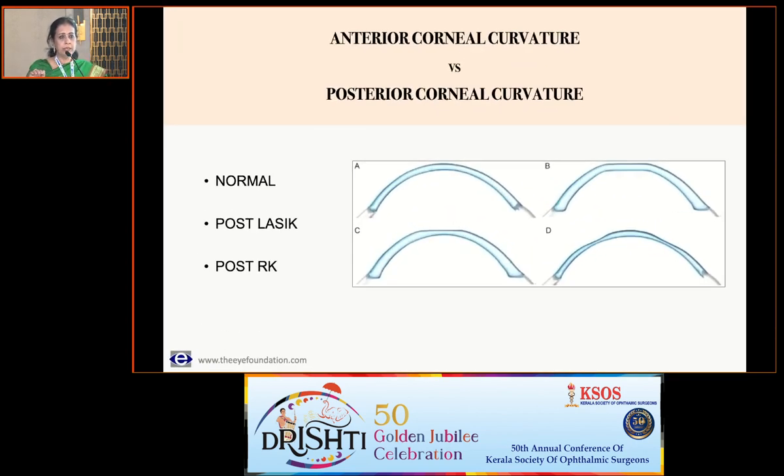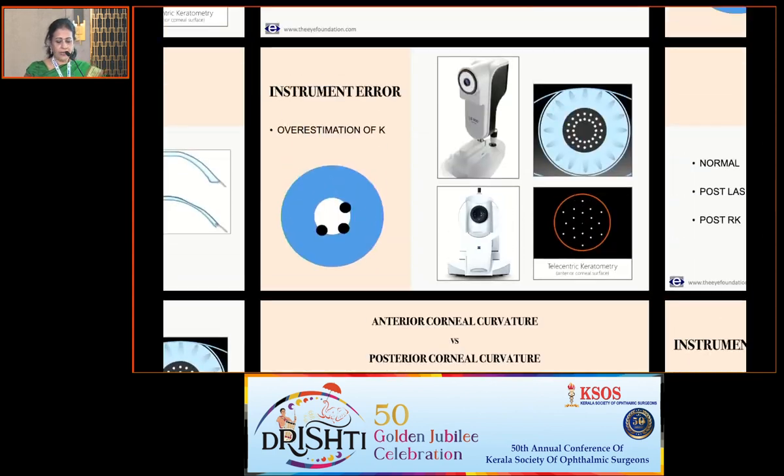Now, all the earlier calculations of IOL power were based on the surmise that the cornea was a spherical cornea. Whereas in post-LASIK, myopic LASIK, it becomes a little oblate. In a hyperopic LASIK, it becomes hyperprolate, and in post-RK, the central cornea gets flatter.